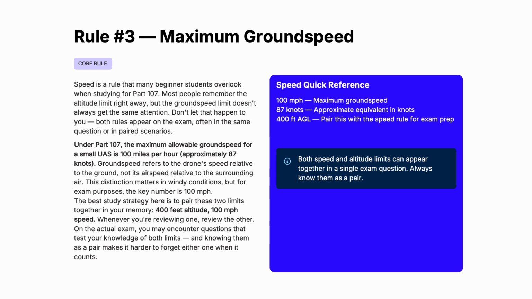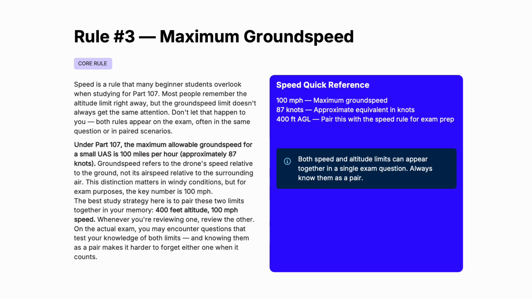Rule number 3, maximum ground speed. Here's a rule beginners love to forget. Everybody remembers the altitude limit, but the ground speed limit doesn't get nearly the same attention. And that's exactly why the exam likes to test it, often paired with the altitude question in the same scenario. Under Part 107, your maximum allowed ground speed is 100 miles per hour, which is roughly 87 knots.